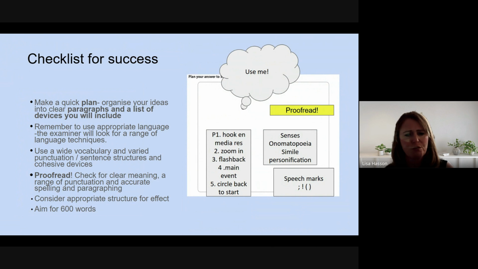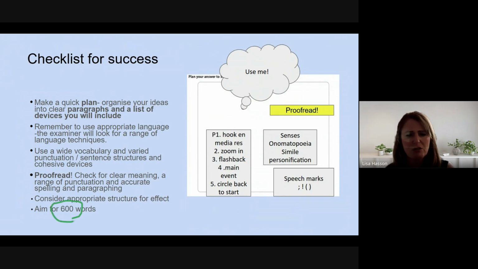5 minutes of proofreading at the end to pick up some of those, what I call silly errors or common errors, that use of comma splicing where you don't need to do it, for example. Check for clear meaning, a range of punctuation and accurate spelling, punctuation and grammar. Make sure it makes sense. Think about your grammar. Consider appropriate structure for effect, and I would aim for 600 words.